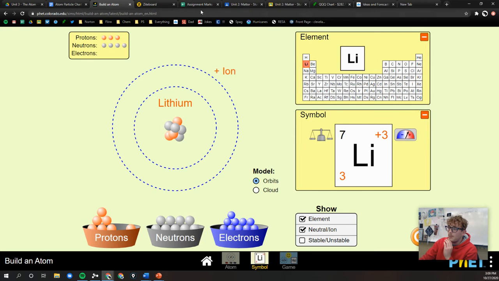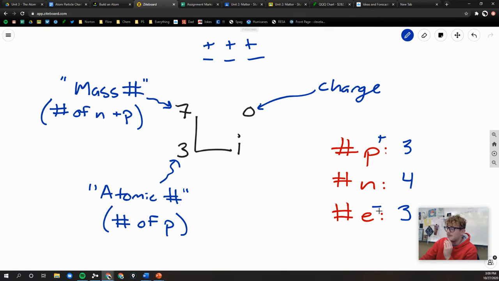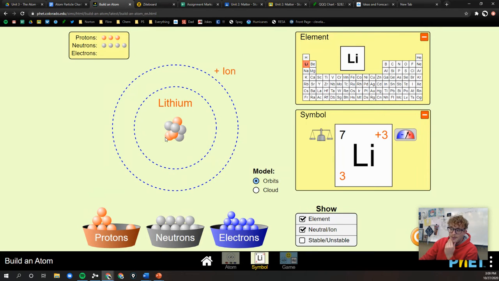Well, if I want a charge of 0, like I said before, I need to cancel out every proton with an electron. Well, how many protons do I have? I have 3. So that means I need to add 3 electrons. And you can see as I added the electrons, my charge went down to 0. Because now I have 1, 2, 3 negative electrons, and those canceled out my 1, 2, 3 positive protons.